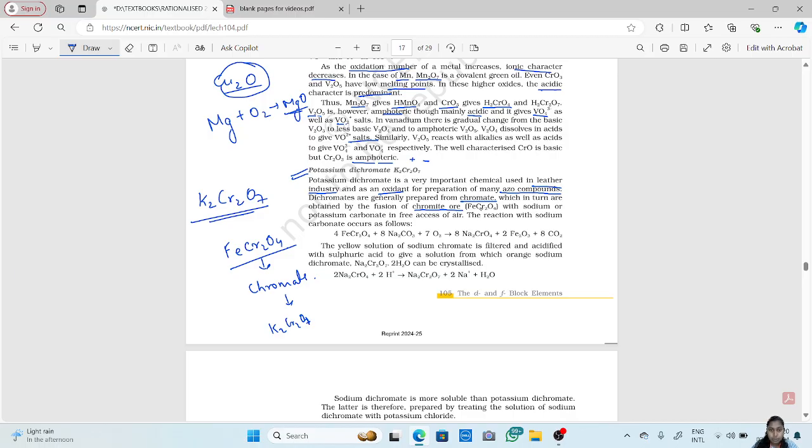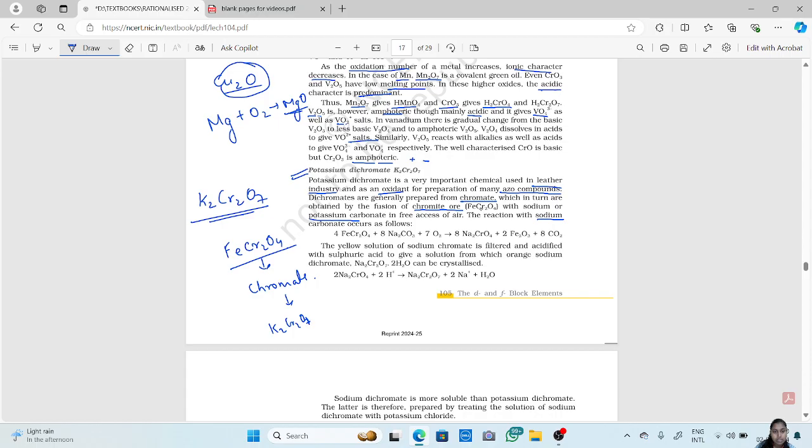When you combine chromite ore with sodium or potassium carbonate in free excess of air, at that time you get chromate. When chromite ore is combined with potassium or sodium carbonate, with free access to air. Now, this reaction with sodium carbonate occurs as follows.